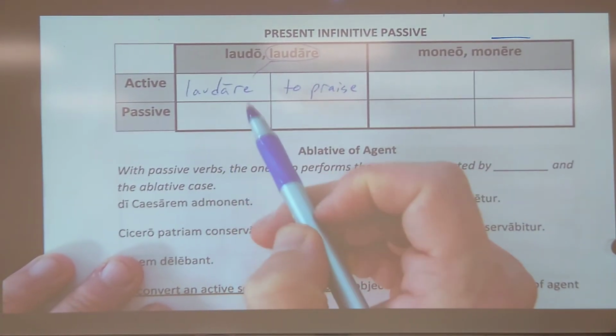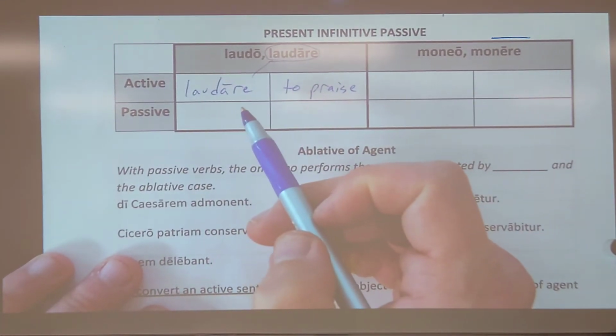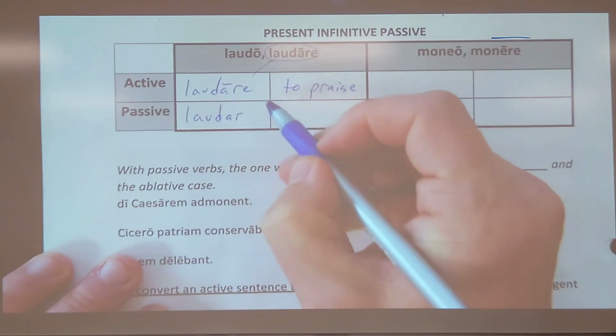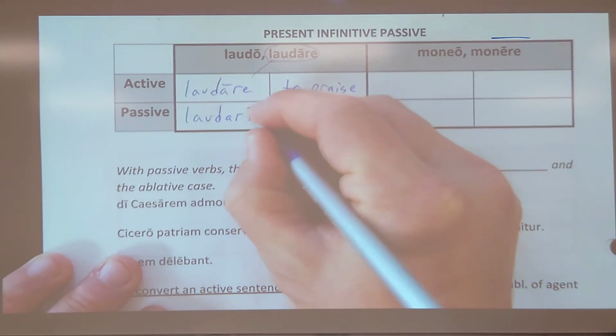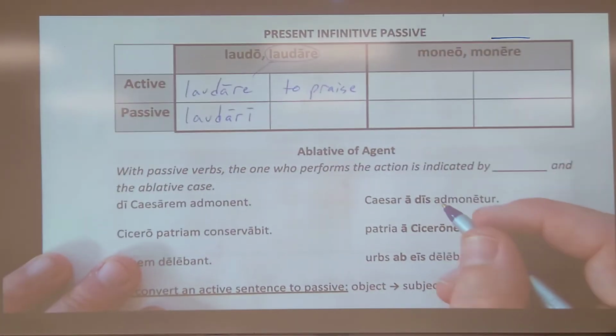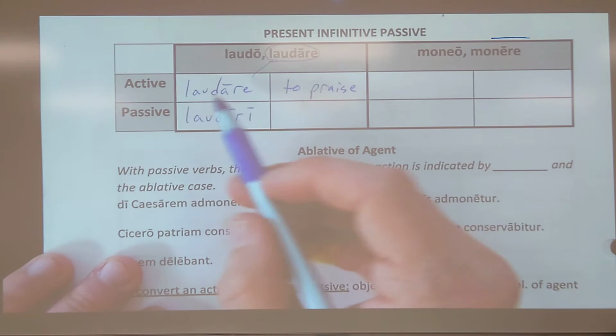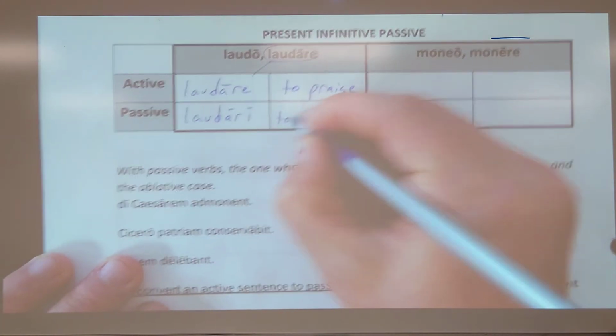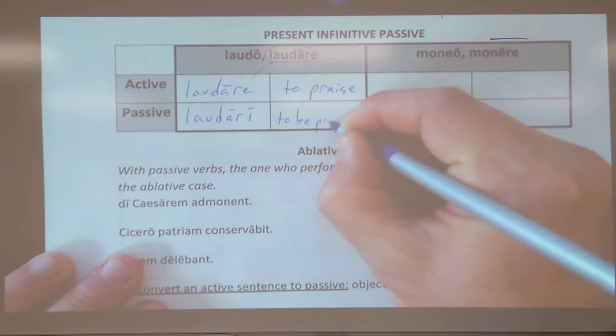Now to make this passive, we just change one little letter. We change that E to an I. And that's it. Now we've made it passive. So laudare, to praise; laudari, to be praised.